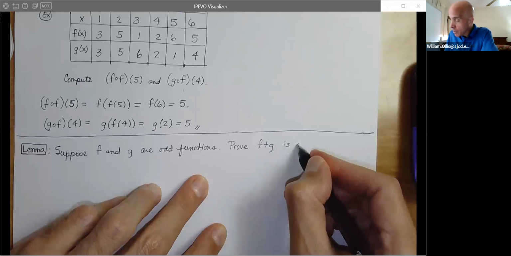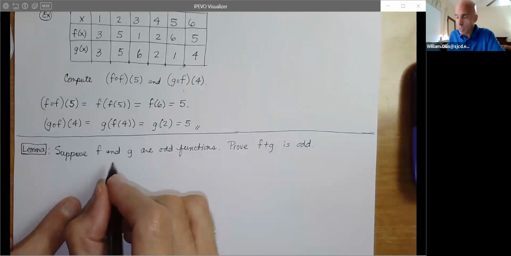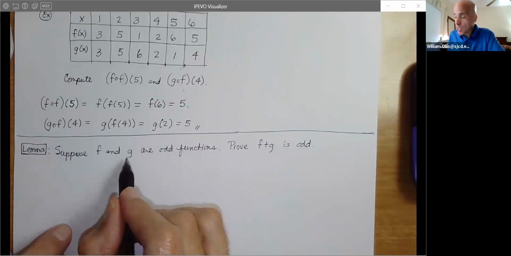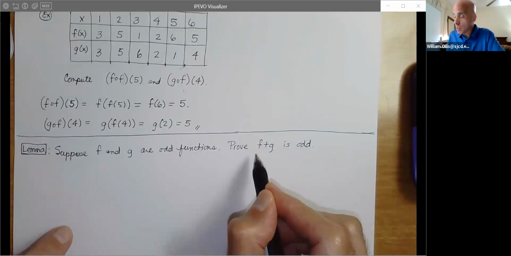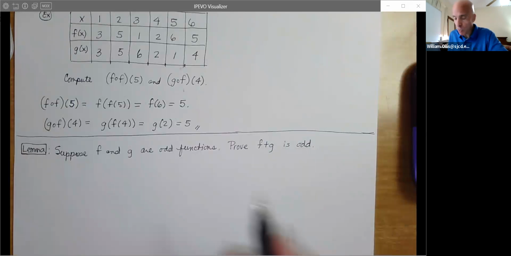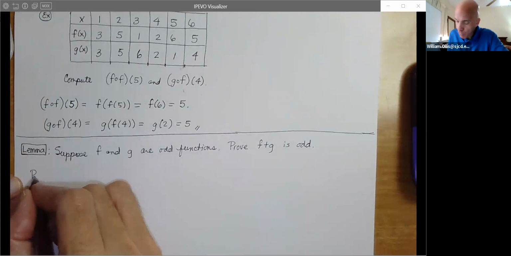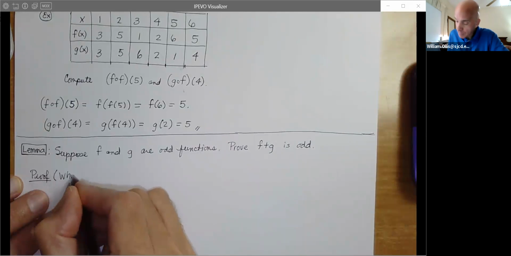Now, notice I didn't put the x's in, so I'm just doing them with lesser notation. If f and g are odd functions, what this lemma is saying is that the sum is also odd. So we would need to show that. So we'll say this is a proof. This is the so-called why.